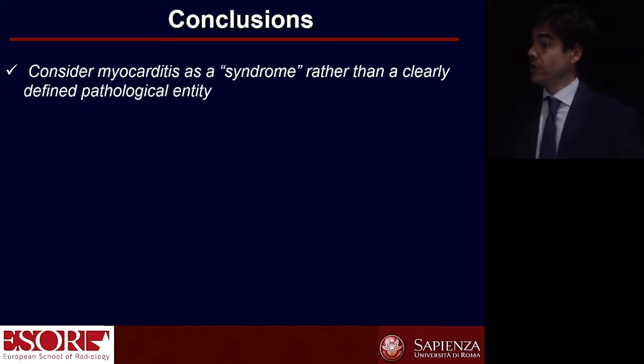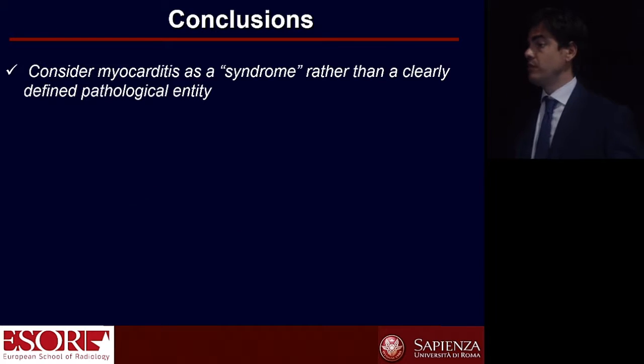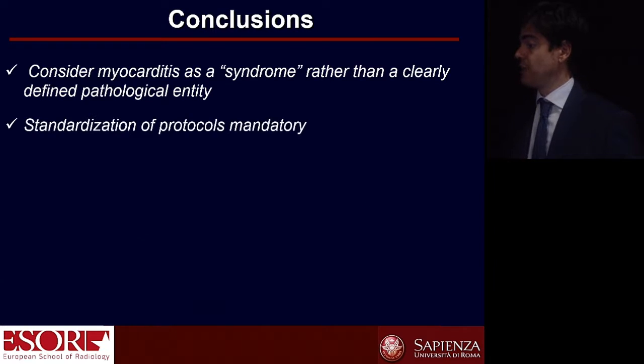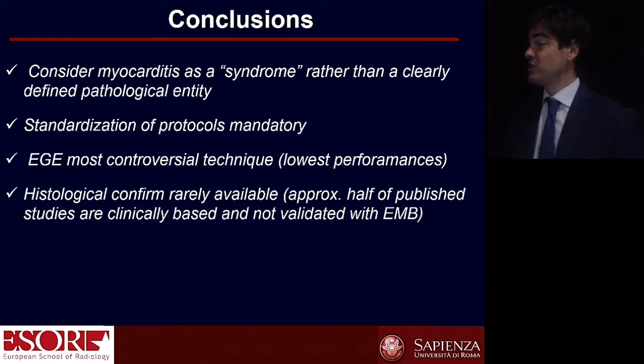Standardization of the protocol is necessary. I told you, you need to do T2, you need to do gadolinium, you need to do function, and today you need to integrate it with the use of mapping techniques. There are some techniques which have been overcome today, like early gadolinium enhancement, which is the most controversial tool. We can have histology, but as I told you, more and more histology is overcome by clinical evidence and by MR, and so it's one of those cases in which I would say MR is doing better.